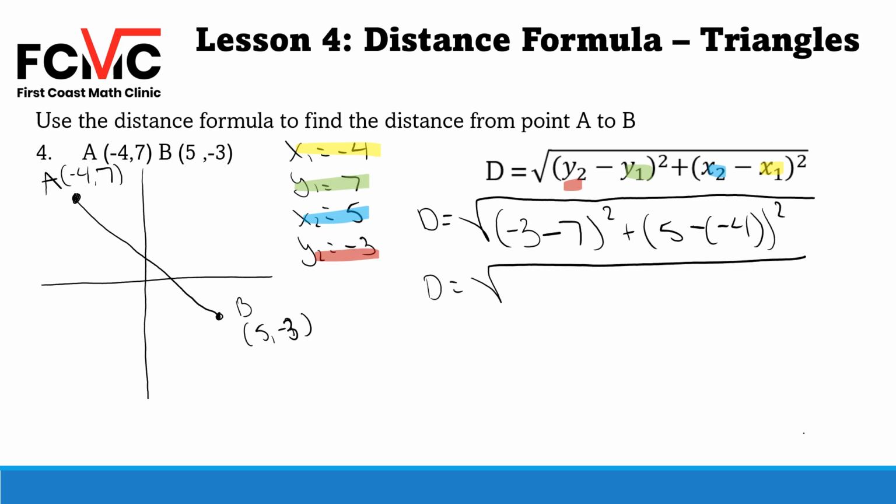All right, order of operations. Let's simplify inside of our parentheses first. 3 minus negative 7, this is going to give us negative 10 squared plus, to use our subtraction rule here, 5 minus negative 4 becomes plus positive, so we get 9 squared. Before I keep going, let's draw in our triangle.